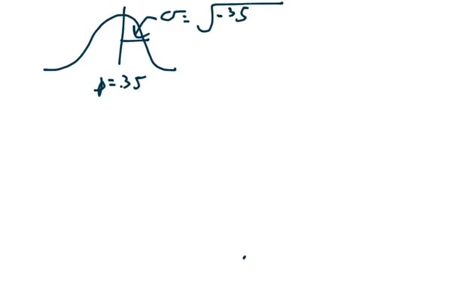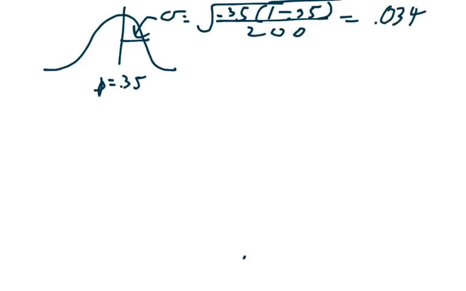Calculations. We got P equals 0.35 in the middle. Sigma is equal to the square root of 0.35 times 1 minus 0.35 divided by 200, which turns out to be 0.034.